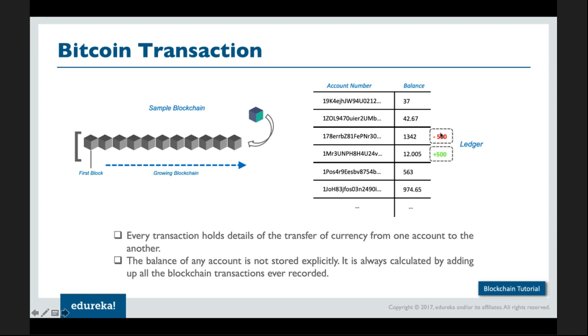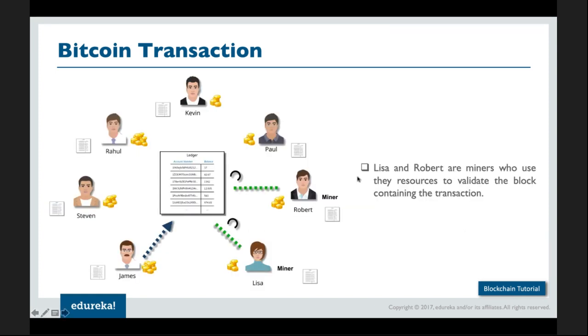Now, this transaction gets propagated to every miner within that network, and every miner individually needs to check that transaction for its validity. Once the miner has checked that transaction, the miner will add the transaction to a block. And once the block has been confirmed, the transaction is then considered confirmed as well. That is when James's wallet will be debited with 500 bitcoins, and Kevin's wallet will be credited with 500 bitcoins. So that's the overall process over here.